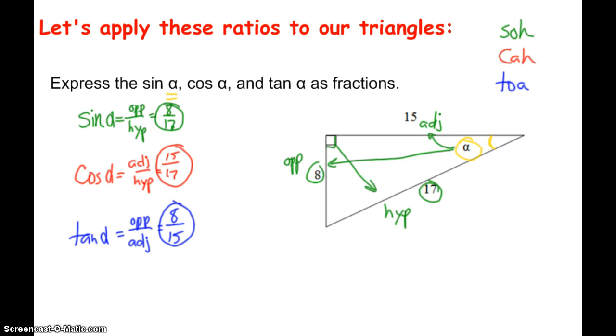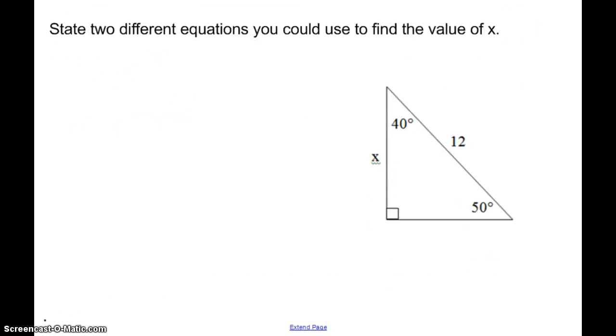However, sometimes we know our angle and we don't know our side length. And so that's when we can plug in different pieces of information into our ratios to solve for something that I need to know. So let's look at an example here. If I have this triangle, it's a 40, 50, 90 triangle. Nothing special about it, other than that it's a right triangle. If I want to find the value of x, I could use 2 different equations to solve for x, which is what we're going to be doing here today.